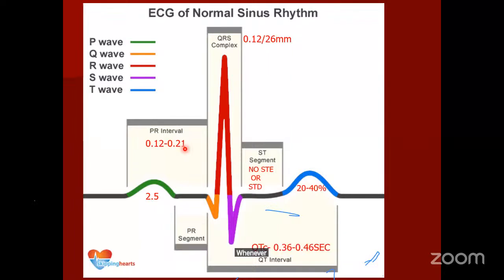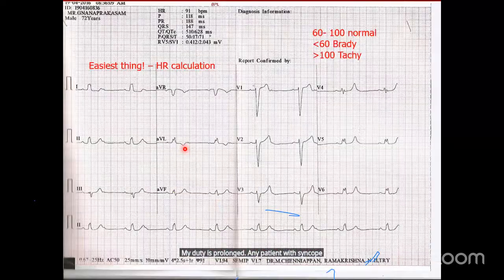Whenever my QT is more than 460, or definitely if it is more than 500, my QT is prolonged. Any patient with syncope and seizures, look at the QT interval.